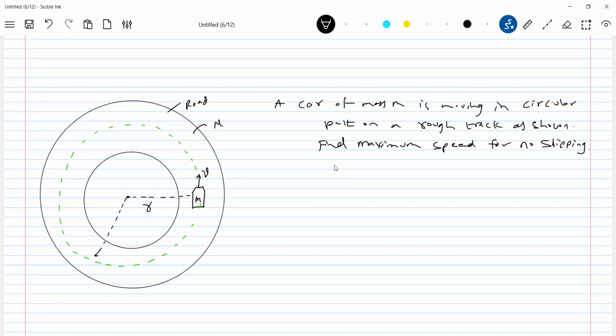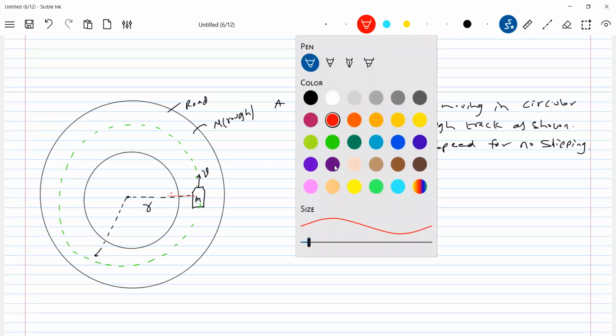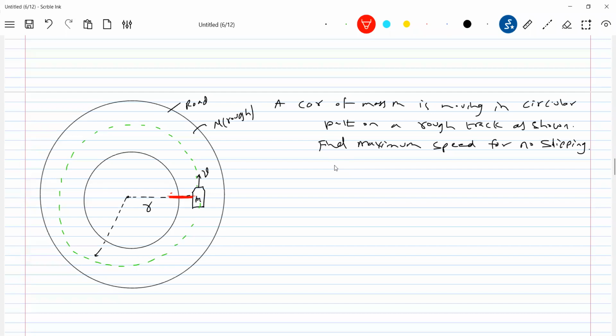So you can also do one thing. You can try to run in a circular path. Let this be smooth. Can you really run on this? Or a car, can it move in a circular path if there's a smooth road? No, not possible. So it must be rough here. Now the question comes: as it is moving in a circular path, who will provide the required centripetal force? The friction only. The friction provides the required centripetal force.